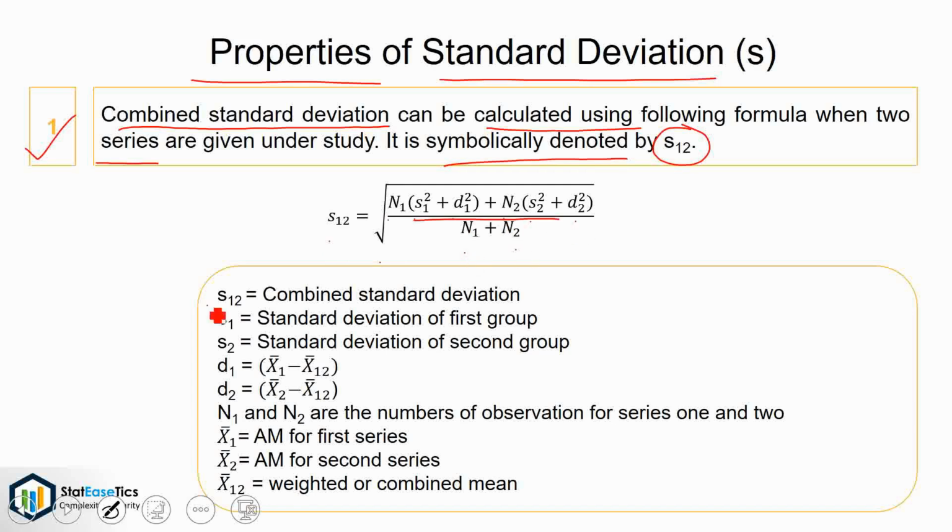Here S12 is the combined standard deviation. S1 and S2 are the standard deviation of first and second group. D1 is equal to x1 bar minus x12 bar. D2 is equal to x2 bar minus x12 bar. N1 and N2 are the number of observations for series 1 and 2. x1 bar and x2 bar are arithmetic mean for first and second series. x12 bar is the combined mean.